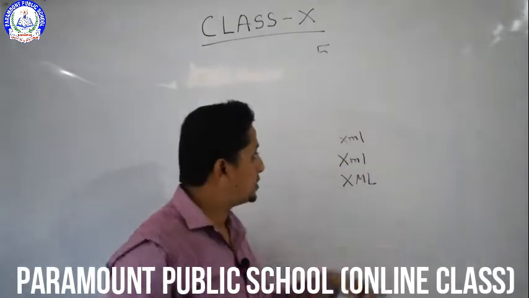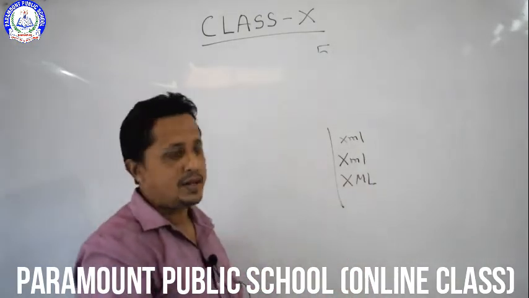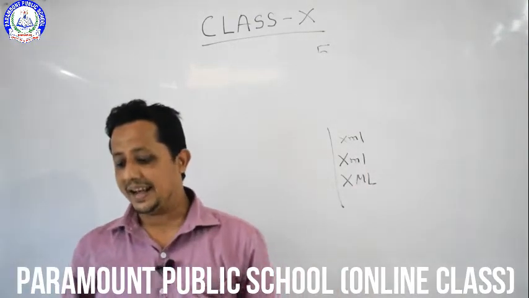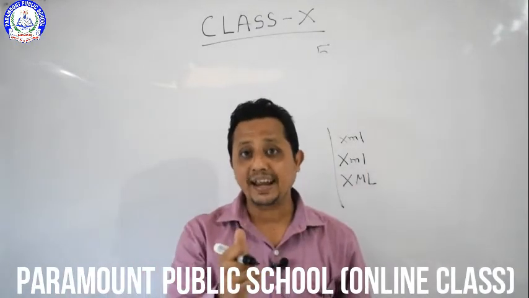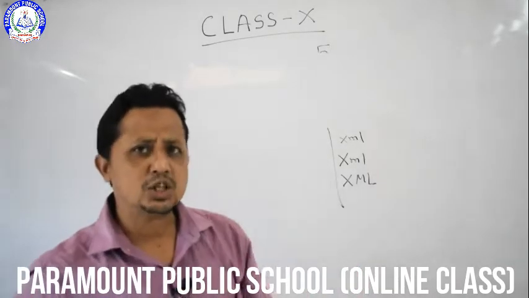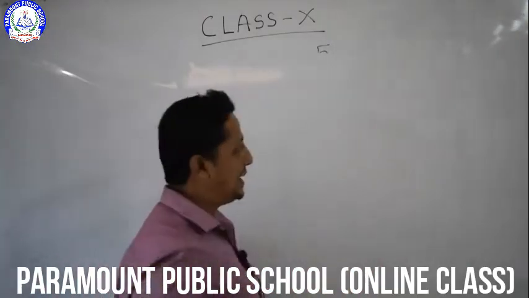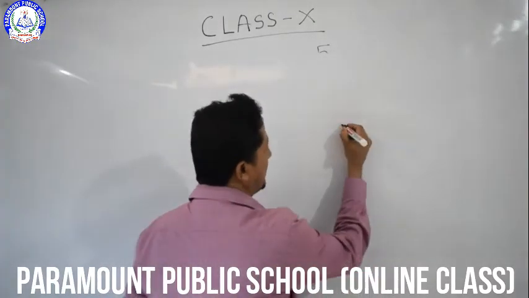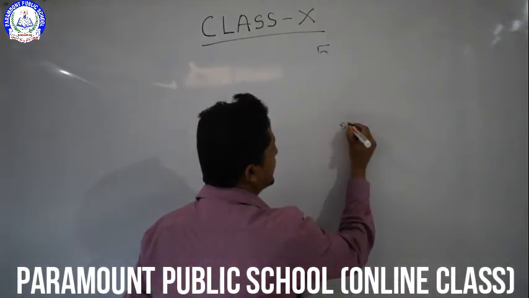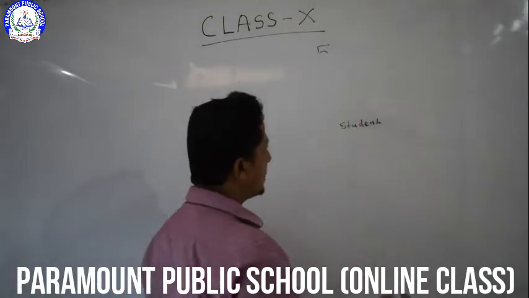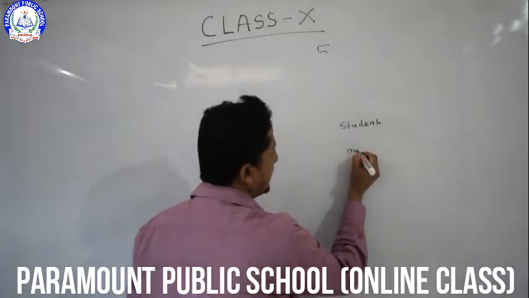So we cannot use these three names. Besides this, we can have any name, and the name cannot contain spaces. I am just showing you some examples so that you can understand. For example, I want to name an element of XML. The name can be like this: student, STUDENT. It is valid.